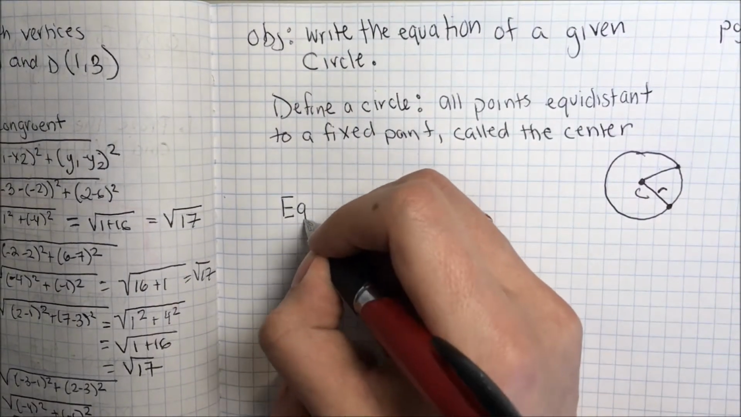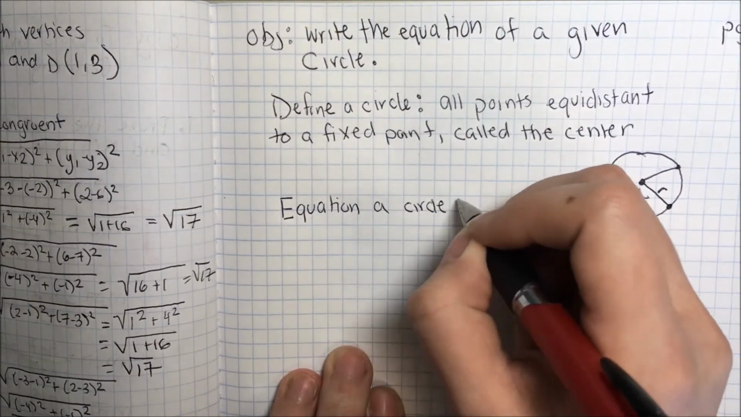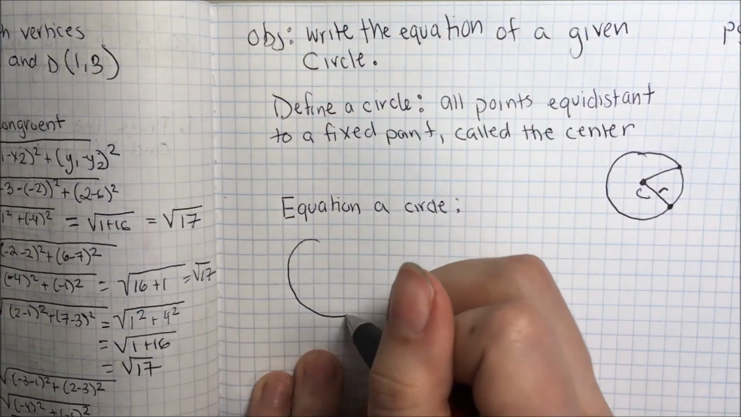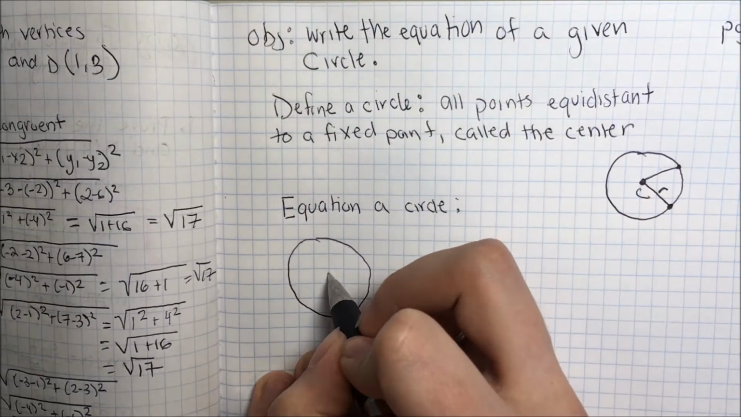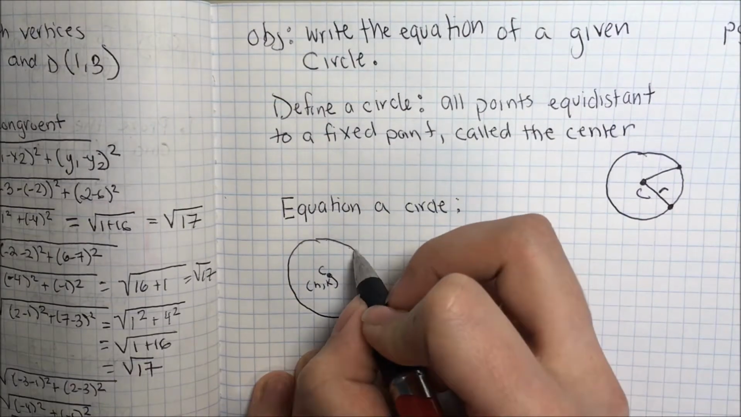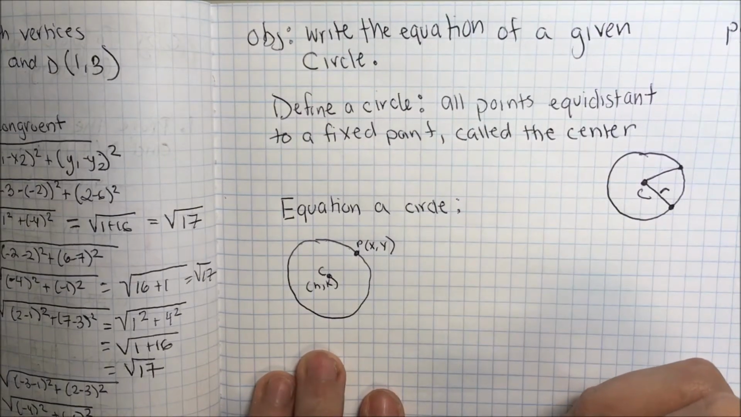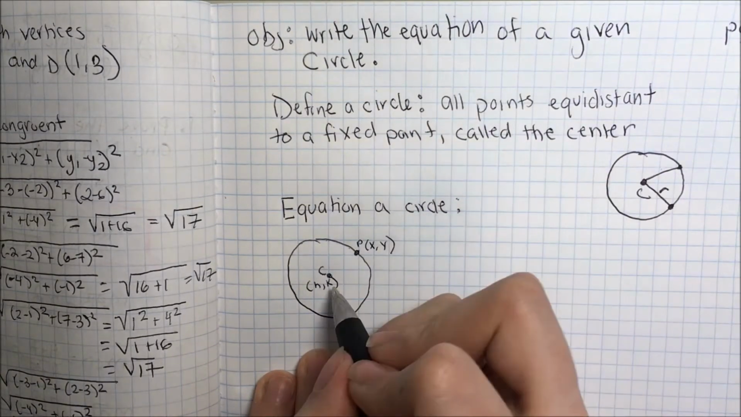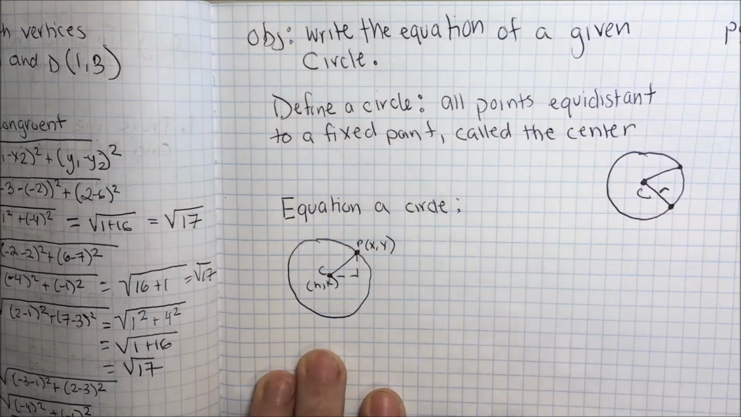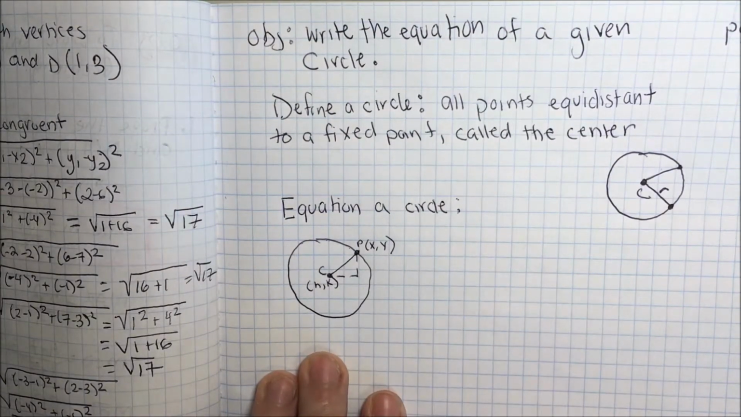So now we're going to write the equation of a circle. So first I want us to draw a circle with point C, which is (h, k), and then a fixed point P, which is going to be (x, y). So what we can do here is draw a right triangle connecting these points. So CP would be our hypotenuse of a right triangle.